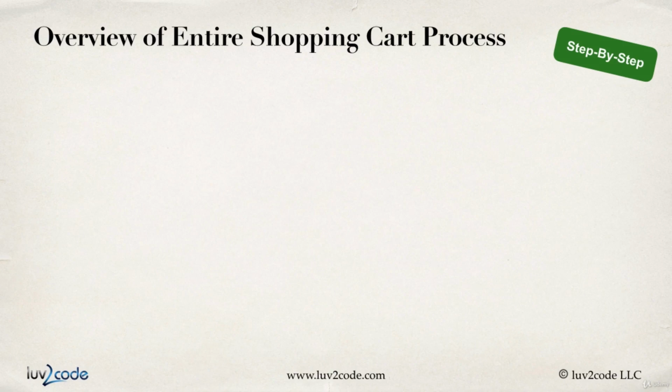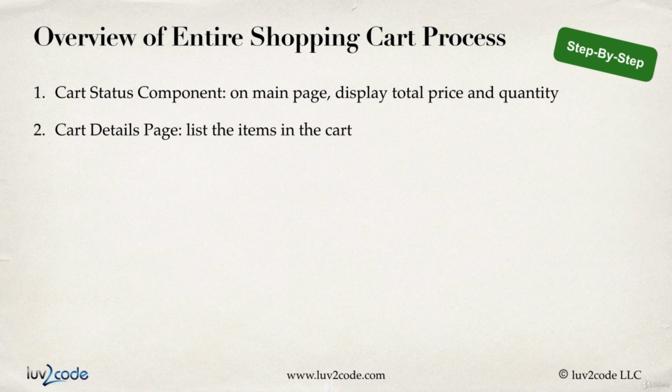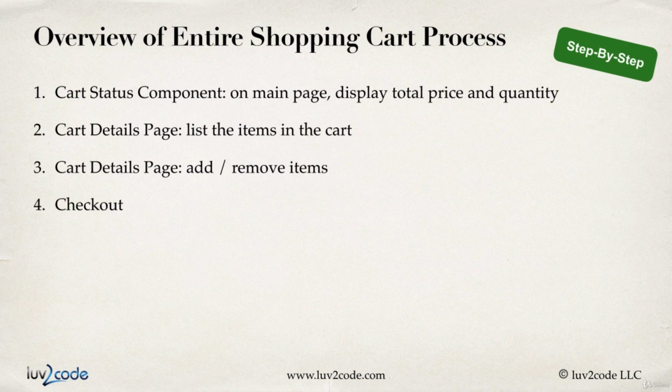So just an overview of the entire shopping cart process. The first thing that we'll do is we'll make use of the cart status component. So on the main page, we'll display the total price and the quantity. And then we'll have the cart details page where we simply list the items in the cart. We'll add some functionality to the cart details page where we can add and remove items. We'll also have a checkout button and a checkout form.